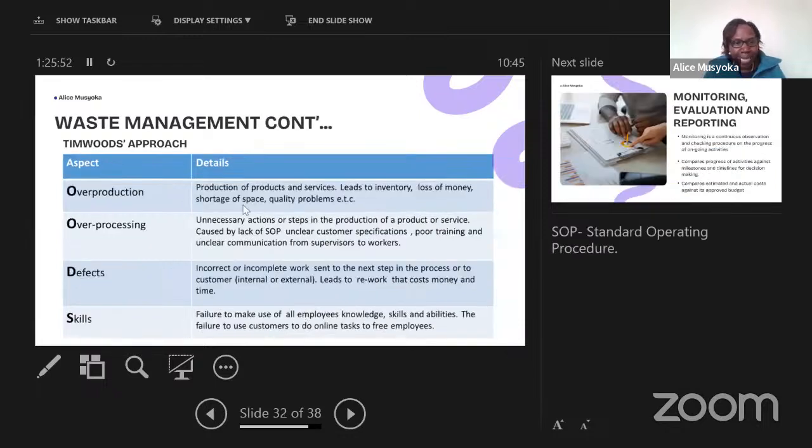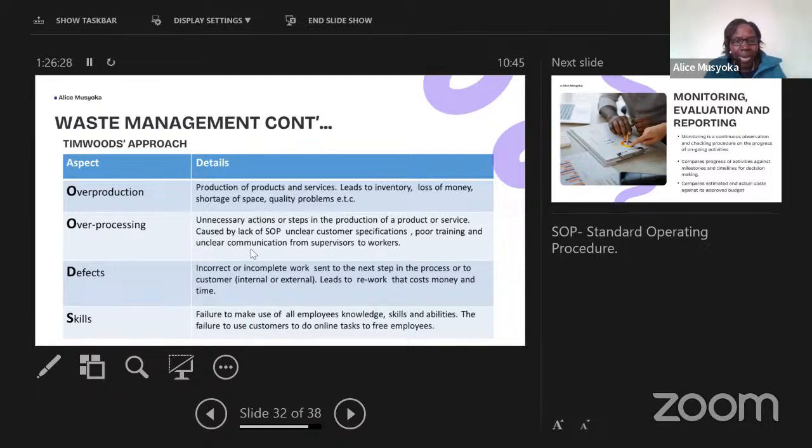There's overproduction. Overproduction can be of products or services. We are looking at leads to inventory, loss of money, shortage of space, quality problems. If there's overproduction, for instance, and someone is engaged in manufacturing industry, you realize that you will have shortage of space where to store those goods.